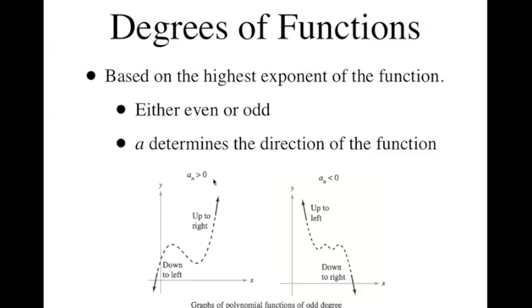Well, if a is positive, so maybe you had 5x cubed, you're going to have it going up to the right, and you're going to have it going down to the left. What if we had negative 5x cubed? Well, it's going to be just the opposite. We're going to be going up to the left and down to the right.